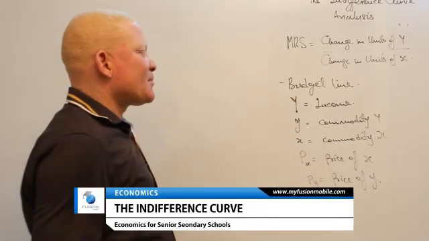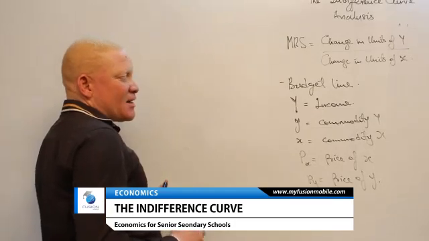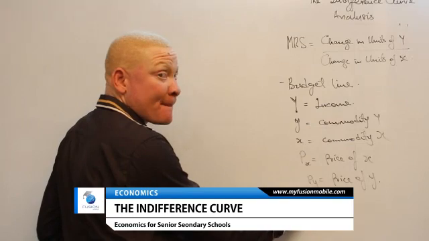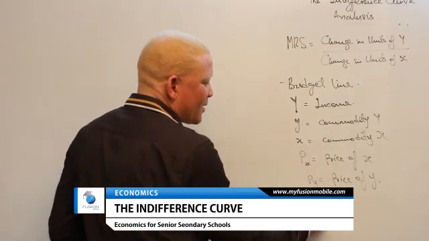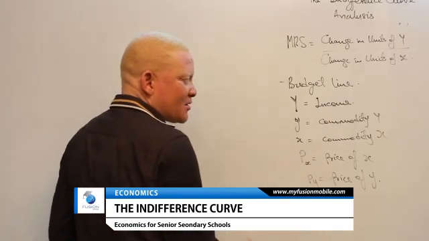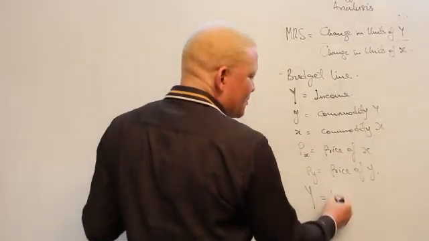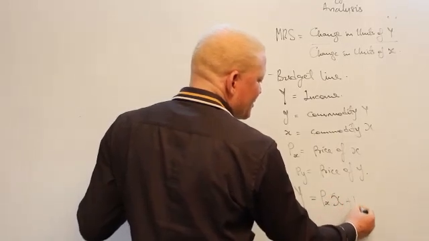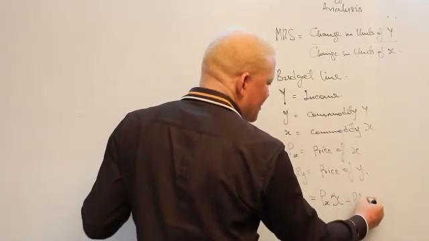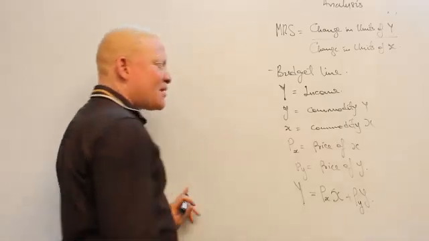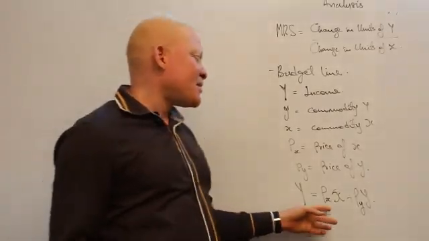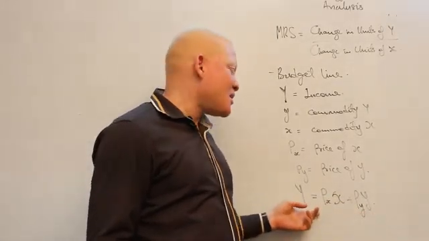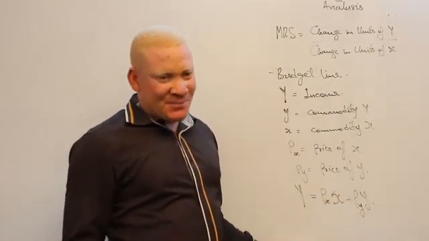Now, the budget line has a function. It says that Y, which is your total disposable income, is equal to Px multiplied by X plus Py multiplied by Y. What it means is that if I have the prices of X and price of Y, the total expenditure on both X and Y should give you the total disposable income.